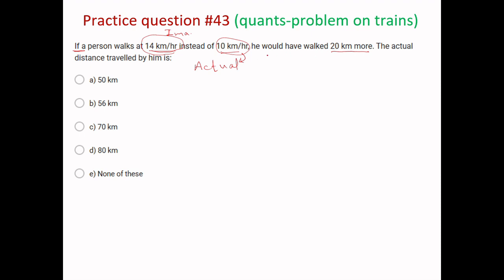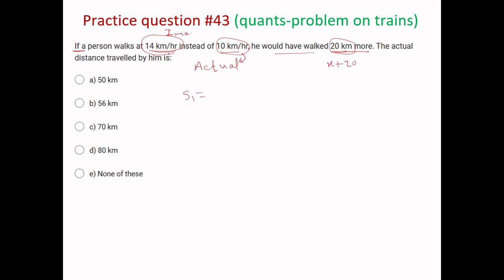And if this is the imaginary speed, then the person would have walked 20 kilometer more. So whatever actual is, if we assume it as x, 20 kilometer more is x plus 20. Okay, so in short we have two situations here. So what will be S1?